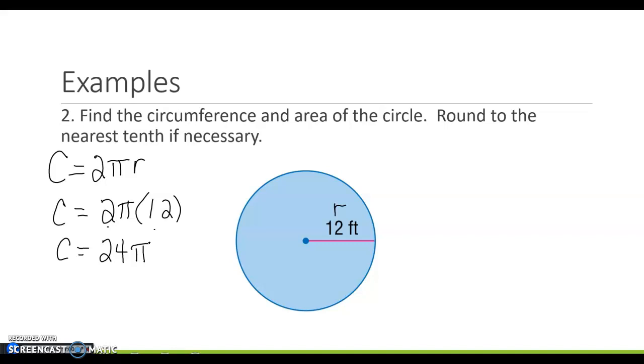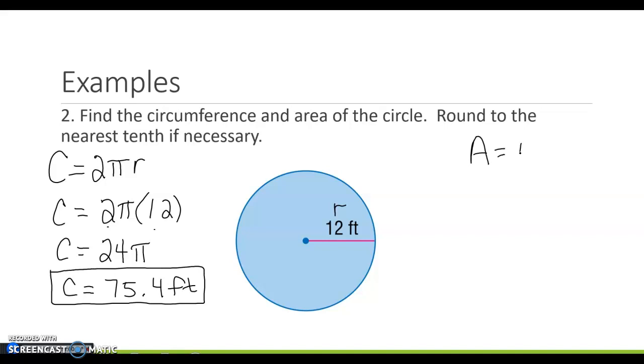We are going to round to the nearest tenth, so you can type that in, and you can just use the pi symbol on your calculator. Don't use 3.14. That way we get a more exact answer. So 24 times pi is 75.4 feet. And circumference, since that's like perimeter, is just measured in feet. Okay, now let's look at area.